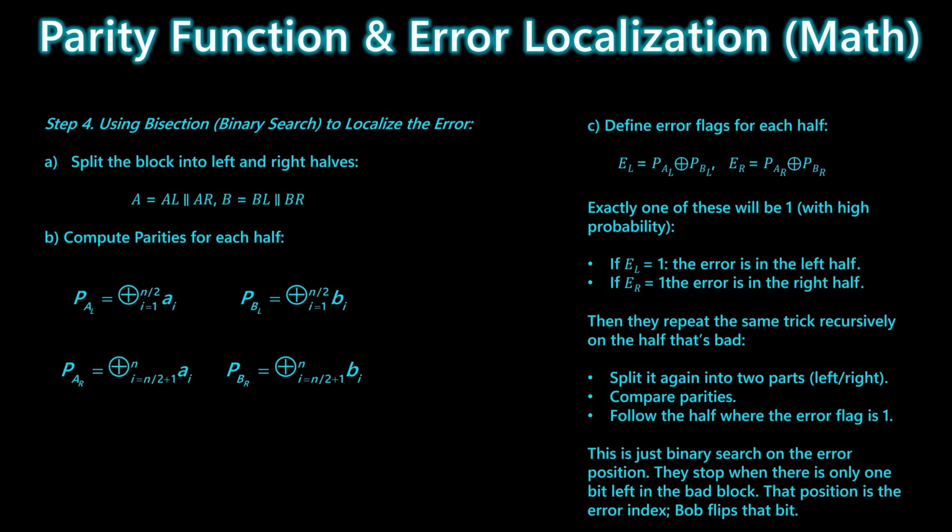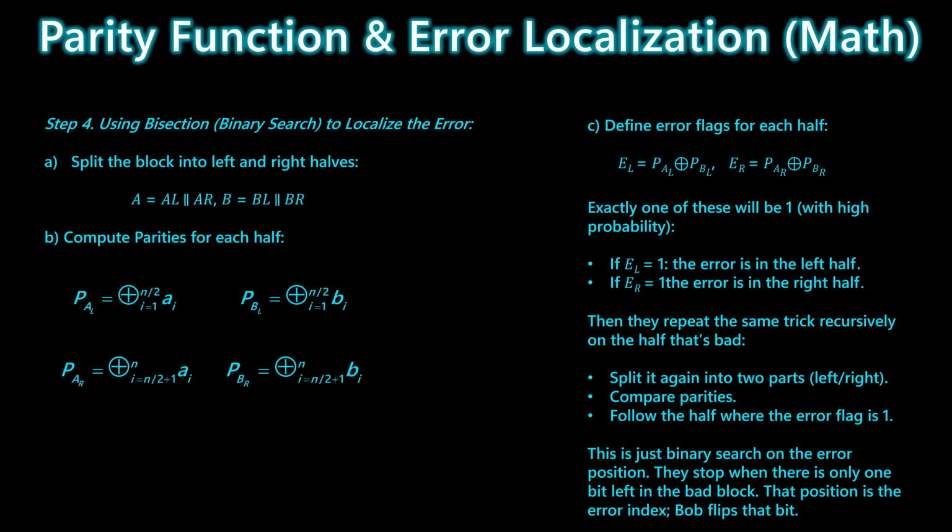Alice computes the parity of her left half and her right half. Bob does the same for his halves. Just like before, they only share the parity values, never the bits themselves. Now here's the key idea. If the parities of the left halves match, then that side is clean. If they differ, the error must be on that side. Exactly one half will fail the parity check. That's the half containing the wrong bit.